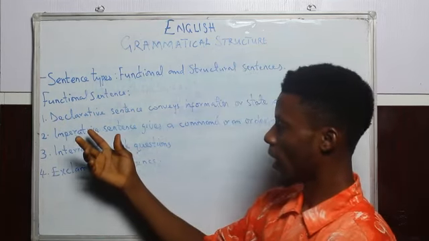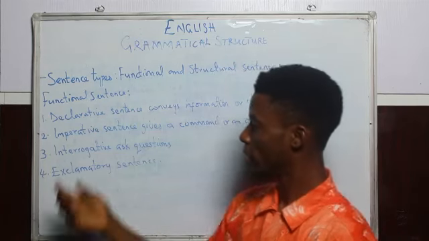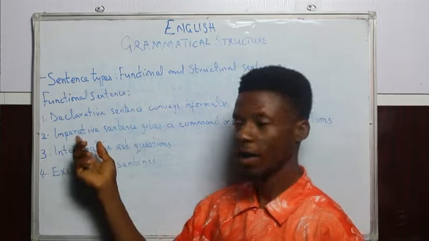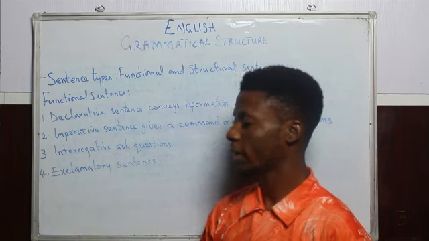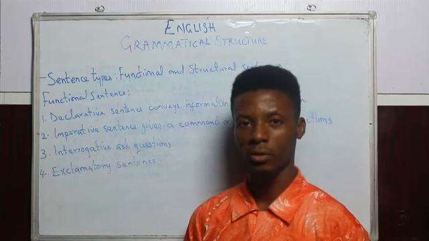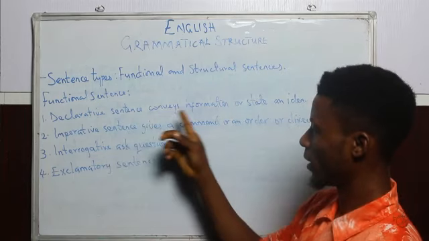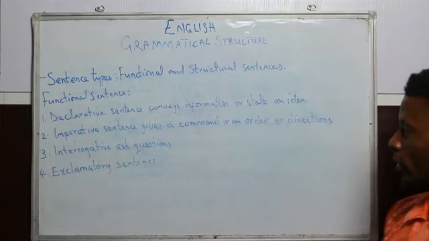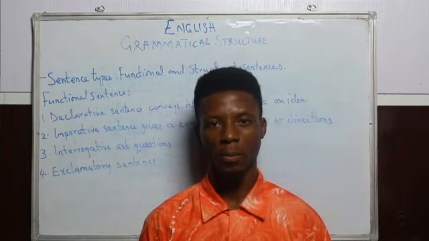The following are the functions that a sentence can perform. It can perform a declarative, it can serve as an imperative, it can serve as an interrogative or an exclamatory. A declarative sentence conveys information or states an idea. It is a statement that ends with a full stop.